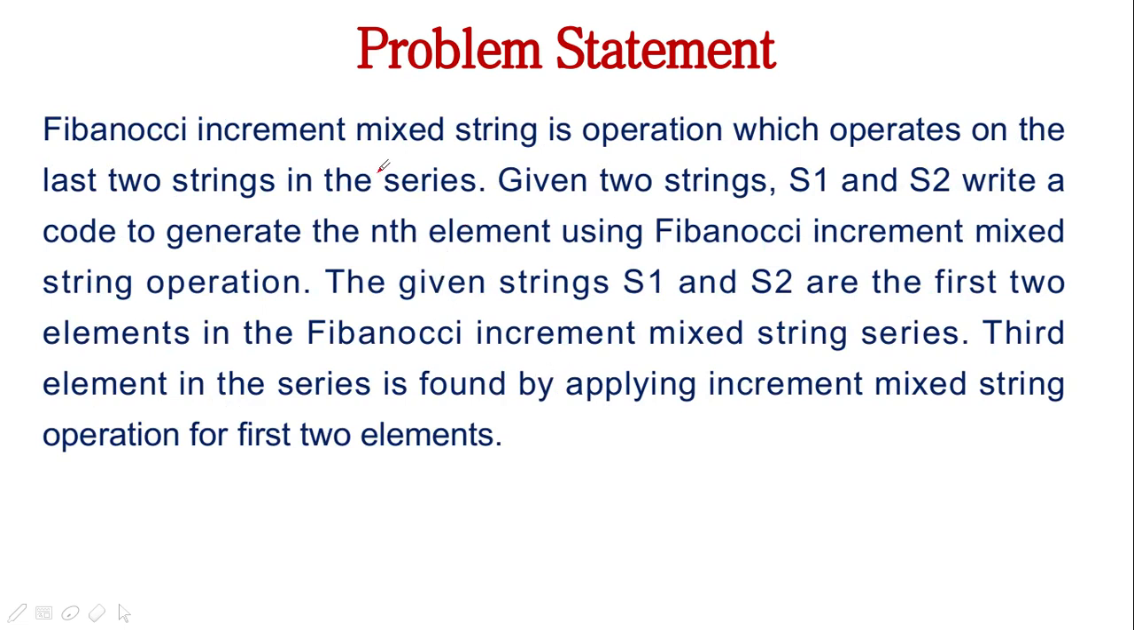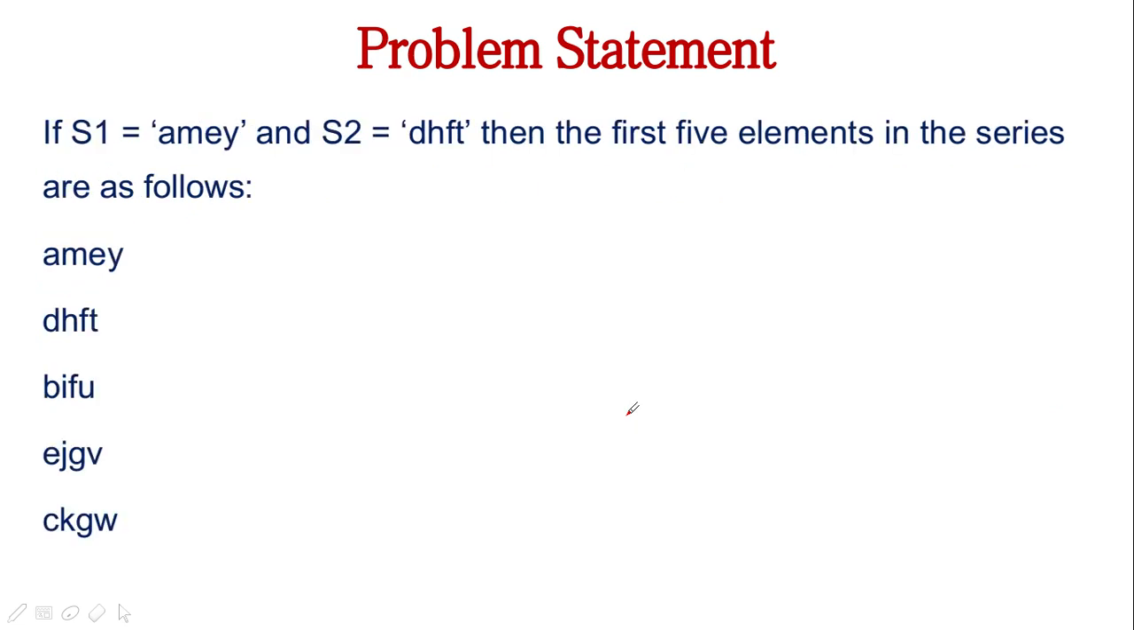And what is meant by Fibonacci increment mixed string? You already know what a Fibonacci sequence is, which is based on the previous two numbers. Similarly, here the Fibonacci increment mixed string does the same operation we discussed, as a sequence. First we start with two strings S1 and S2 and generate S3. After getting S3, you start from the second and the third one and get S4. After that you start from the third and the fourth one, and you get S5, and so on. That is what is called a sequence.